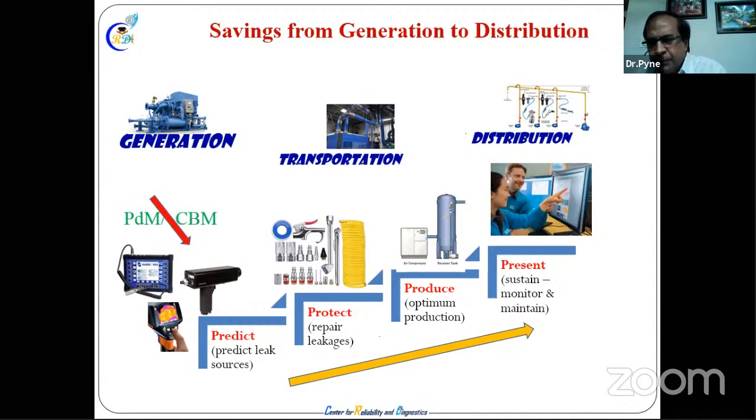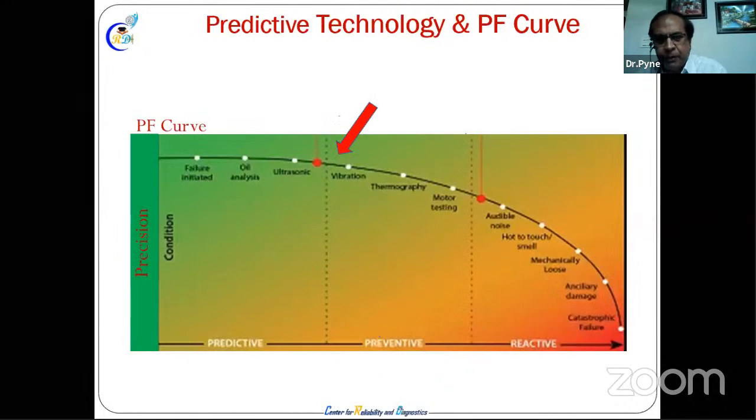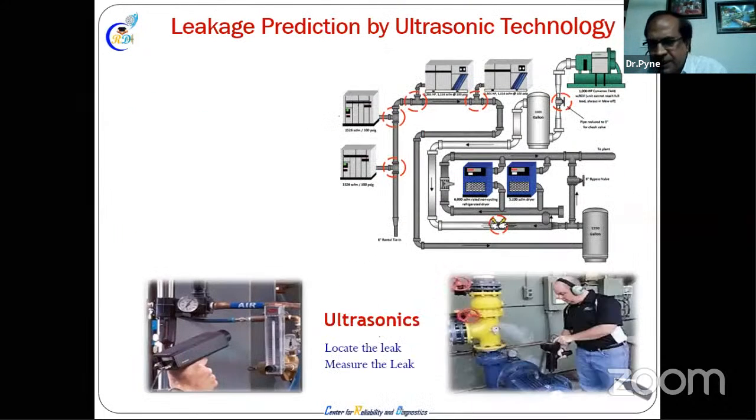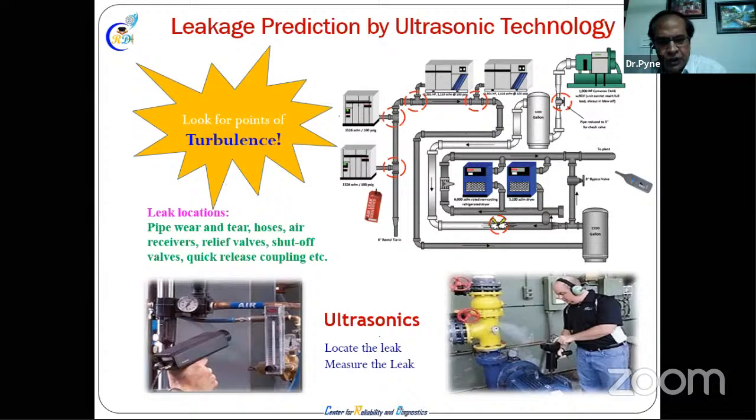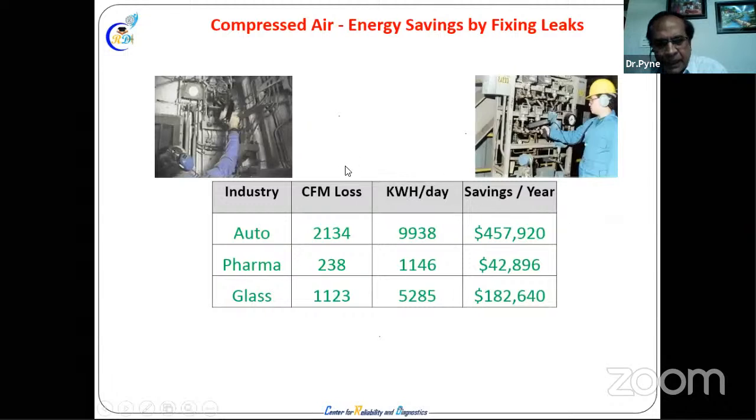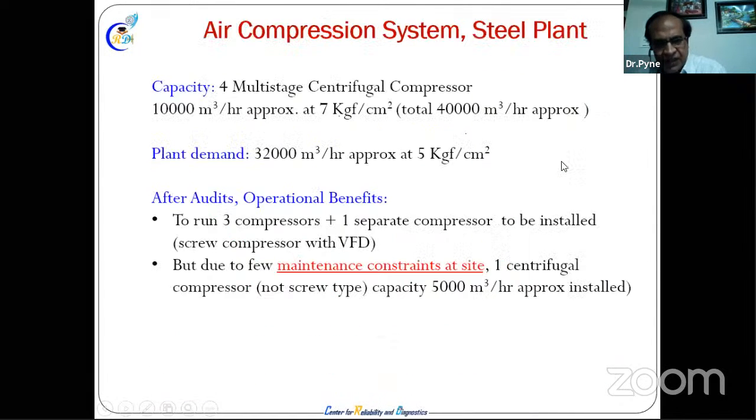There are predictive systems and protective systems available. We have discussed ultrasonic testing at different places with a meter, and we can find the points of turbulence and energy loss. Then we can calculate how much energy is lost. There is a calculation here of CFM loss and the different kilowatt savings per hour given by fixing leaks. So leak detection and maintenance of this is given.